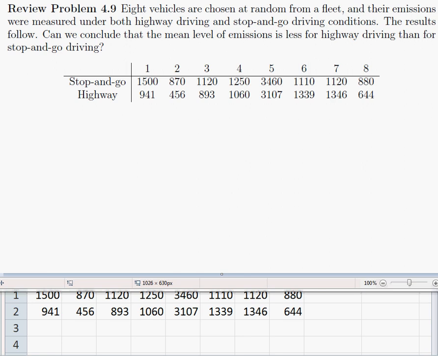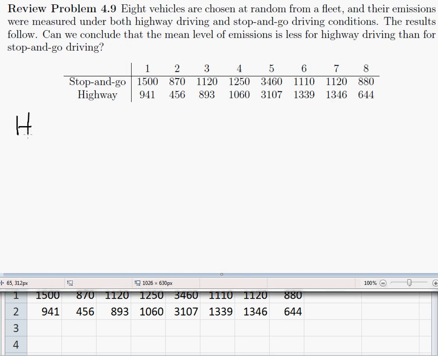Let's now take a look at this problem that involves the comparison of two means under a before and after scenario, or where the individual data is paired. For the first step of this problem, let's set up the null and alternative hypotheses before we forget.